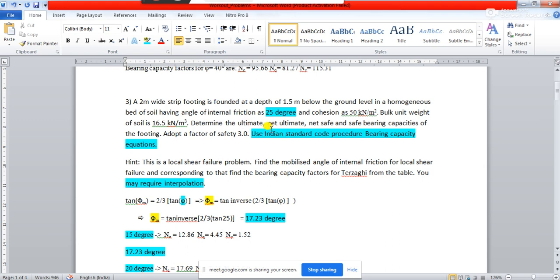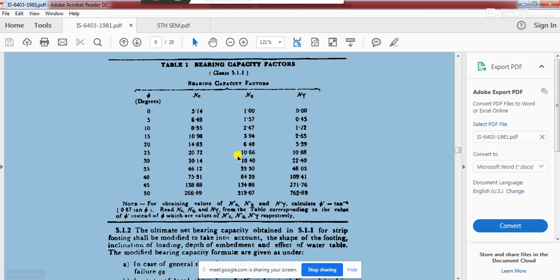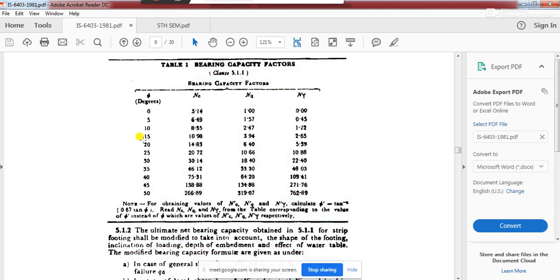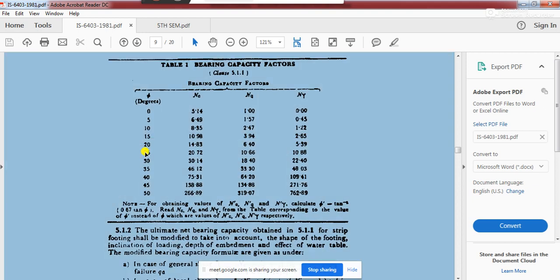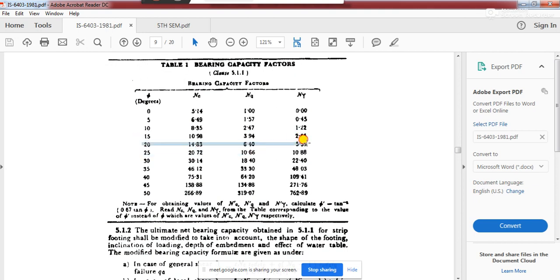As soon as I write Indian Standard Code procedure, you will have to use this Indian Standard Code. In this code, do you have any value available for 17.23? You have values available for 15 degree and for 20 degree. So you will have to find the in-between value for 17.23 with linear interpolation. And after linear interpolation, you will have to replace those values as Nc dash, Nq dash, N gamma dash. Is it clear?